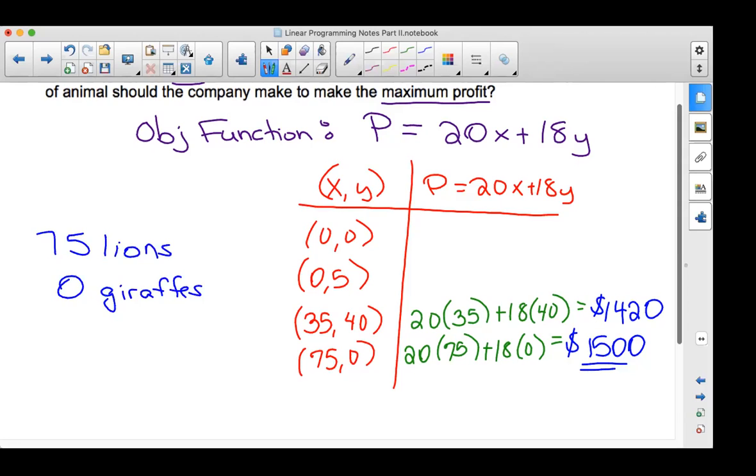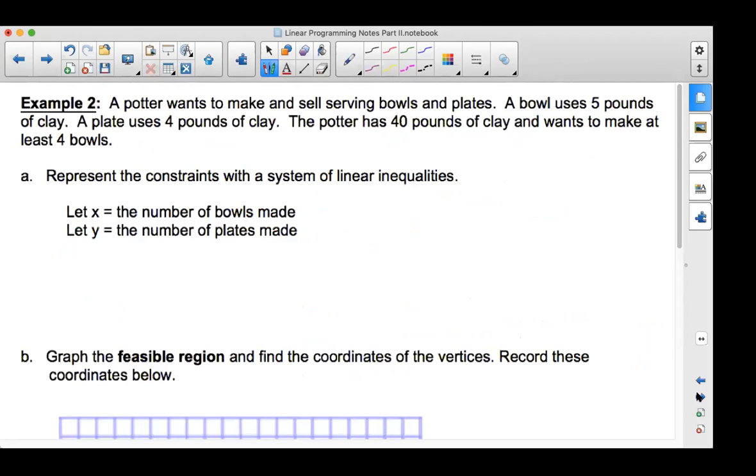So we have 5 more minutes, maybe 6. I'd like you to read through the next problem, and we're going to see if we can create the constraints. I think that's one of the difficult parts. Can you come up with the inequalities to represent the problem?